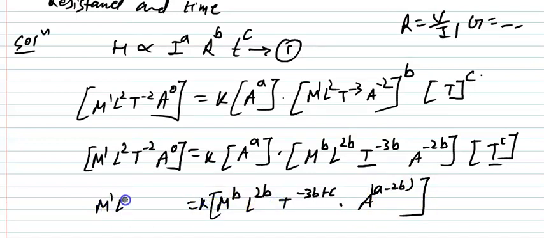Here m to the power 1, l to the power 2, t to the power minus 2, a to the power 0. Now everything is in multiplication form over here. Take it in a bracket. Now separate each and every physical quantity.